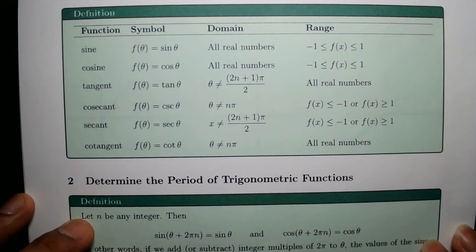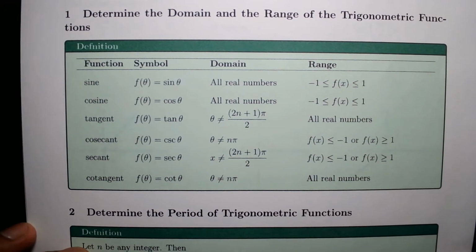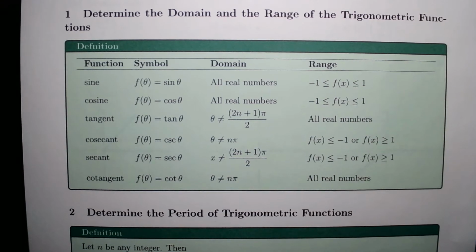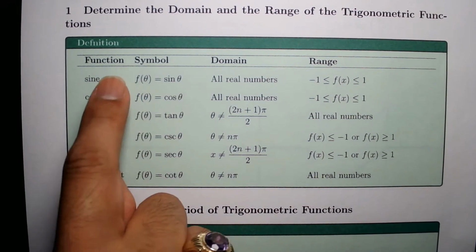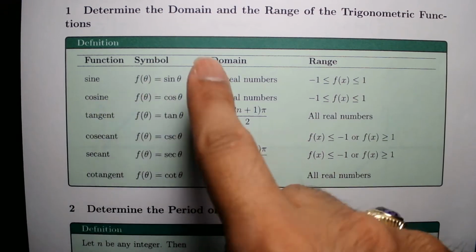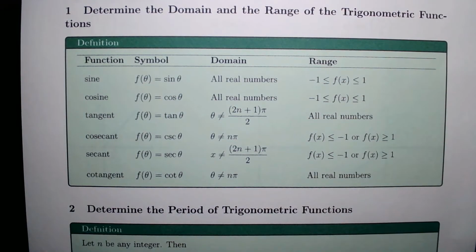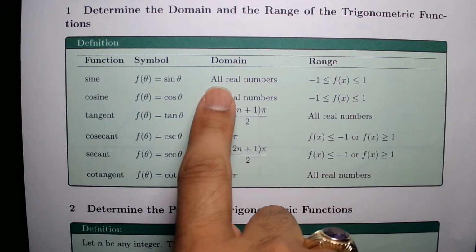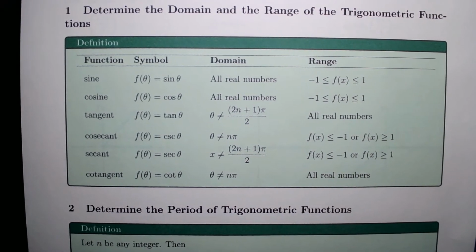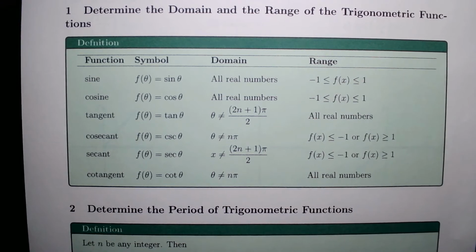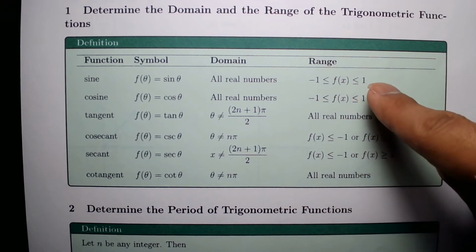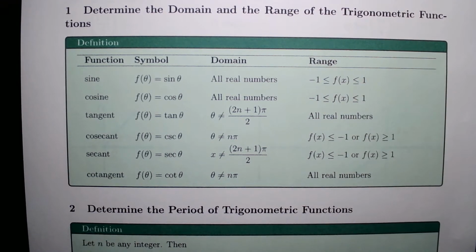This box right here summarizes the domain and the range of all the trigonometric functions. Sine and cosine, we haven't looked at the graphs for those, but never mind. The domain of sine and cosine is all real numbers. They're not undefined at any value at all, and the range goes from -1 to 1.